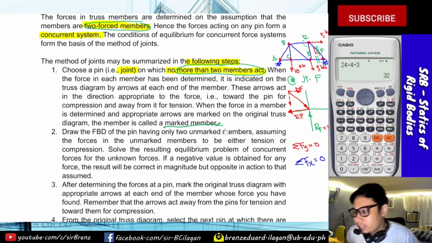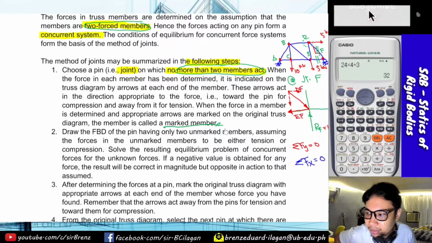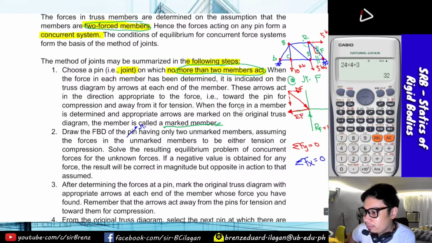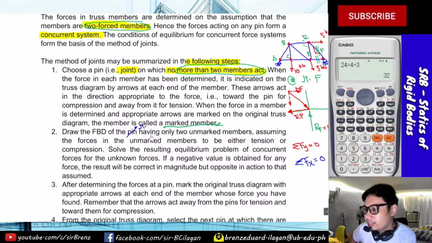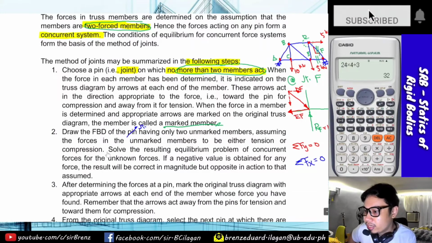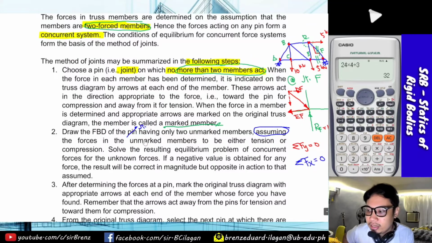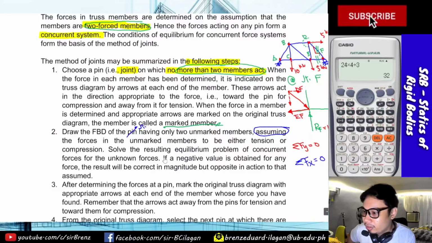Next, for step number 2, draw the free body diagram of the pin or yung joint. So yung pin dito guys, mas maganda if i-ano nyo na lang siya as joints. So ayan nga, ito yung ginawa natin dito. Nagawa ako ng free body diagram para sa joint na yun. So, having only 2 unmarked members, assuming the forces in the unmarked members to be either tension or compression. So mag-a-assume ka muna. Pero sabi ko nga, there's a way para tama agad yung assume mo. I-analyze mo na agad yung mga external load applied doon or yung value ng mga reaction.